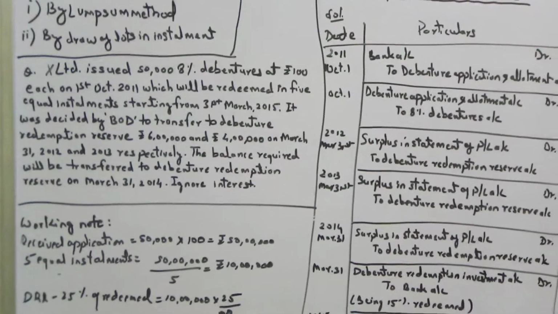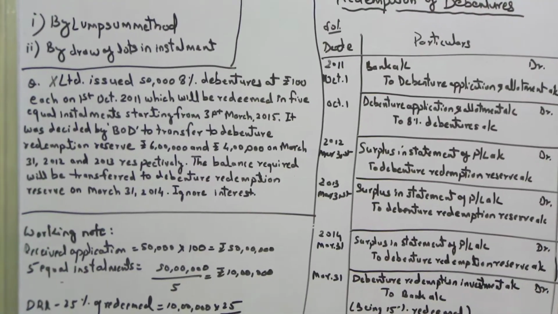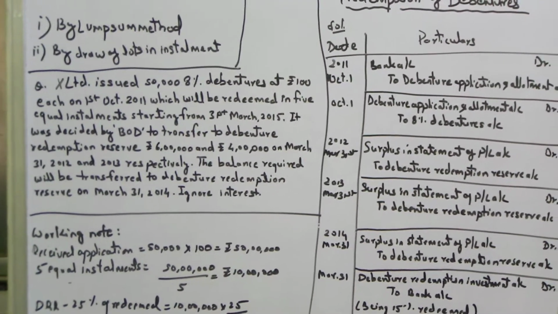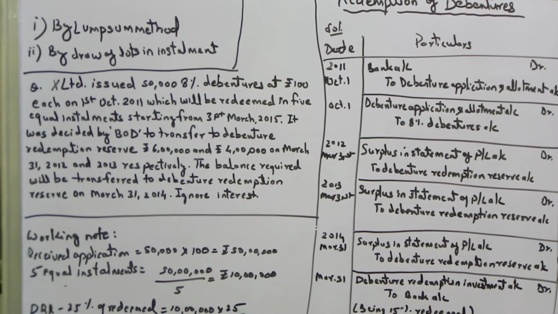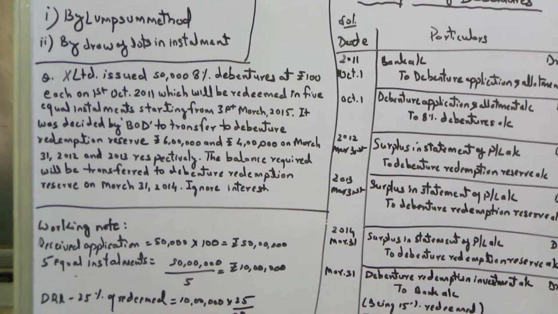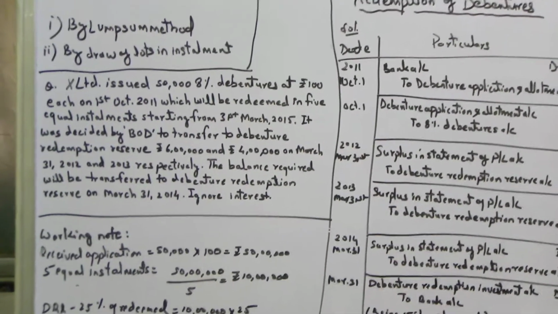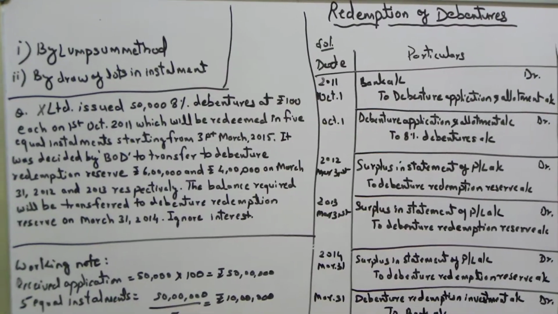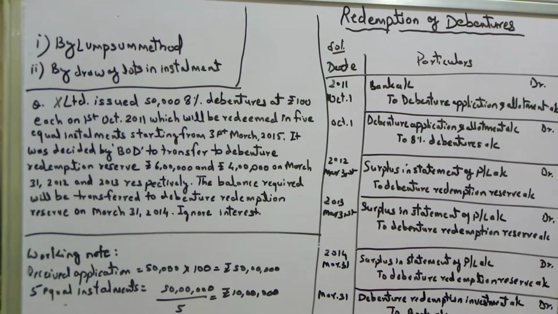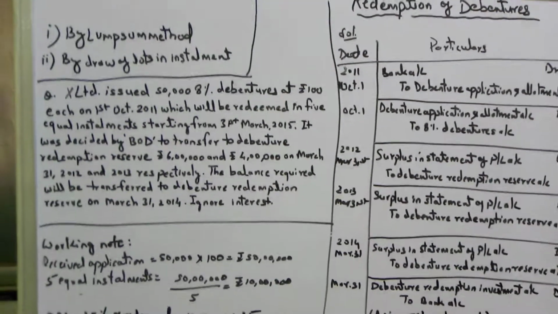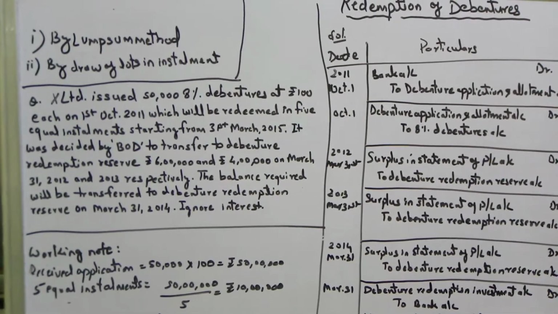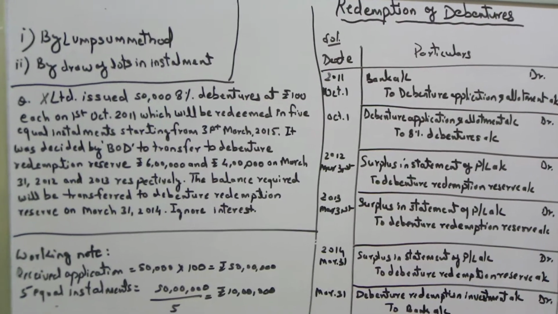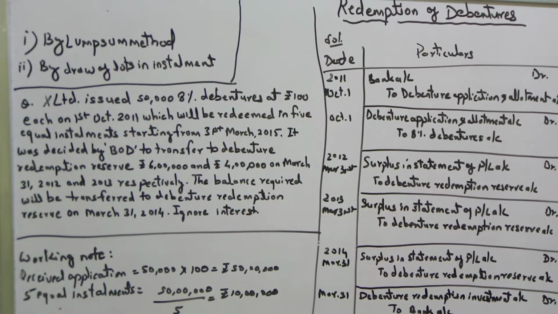X Limited issued 50,000 8% debentures of 100 rupees each on 1st October 2011, which will be redeemed in 5 equal installments starting from 31st March 2015. It was decided by the BOD. BOD means Board of Directors. They are the important persons who take essential decisions in the company's affairs. To transfer to debenture redemption reserve 6 lakhs and 4 lakhs on March 31st, 2012 and 2013 respectively. The balance required will be transferred to debenture redemption reserve on 31st March 2014.